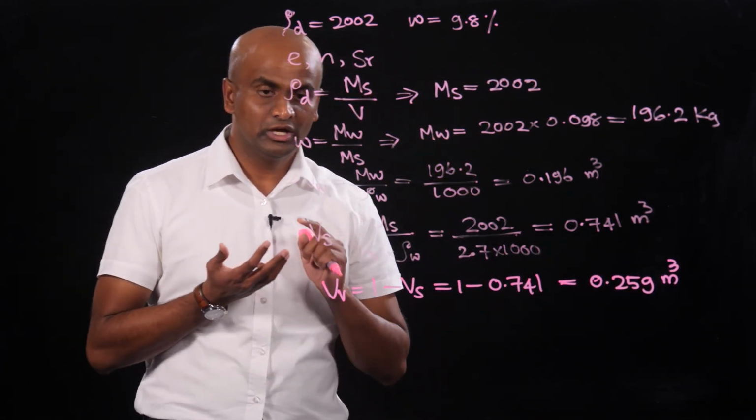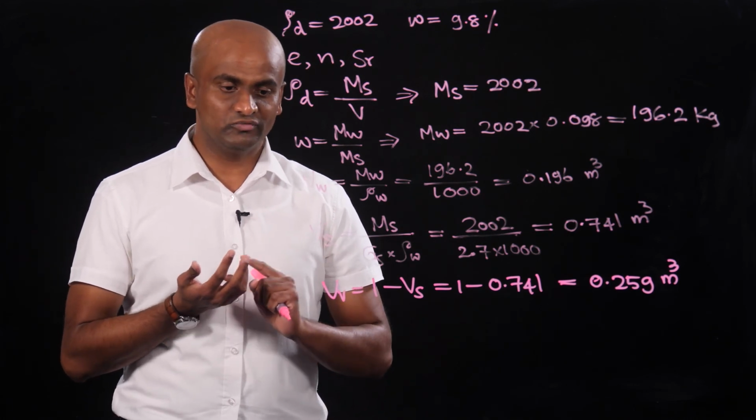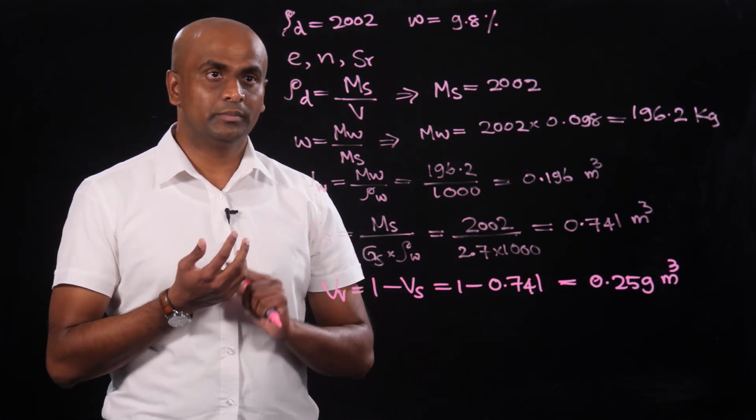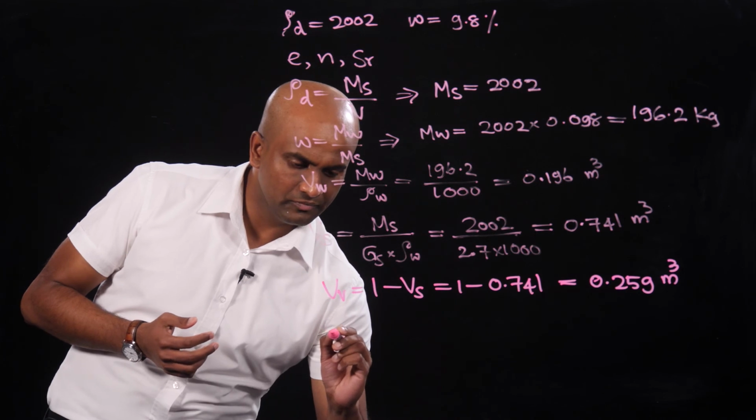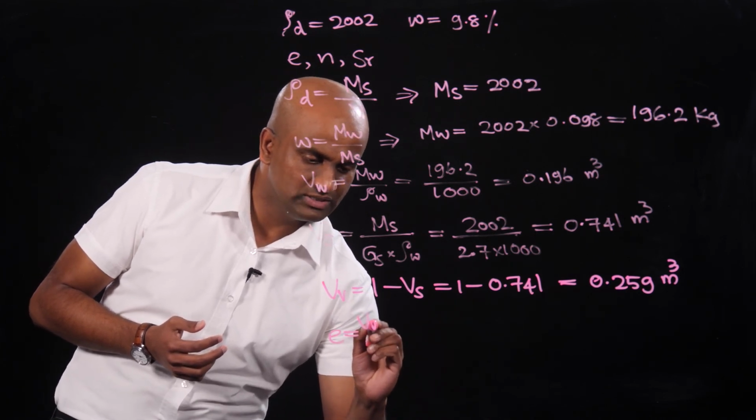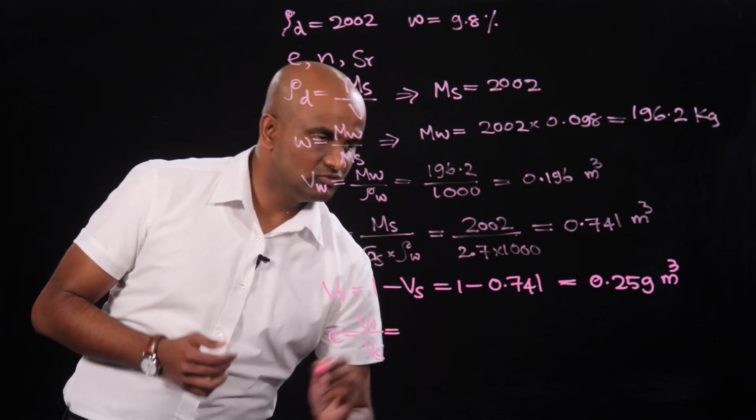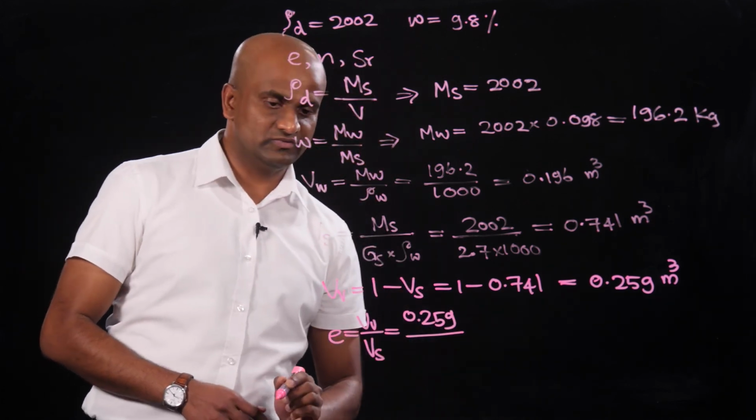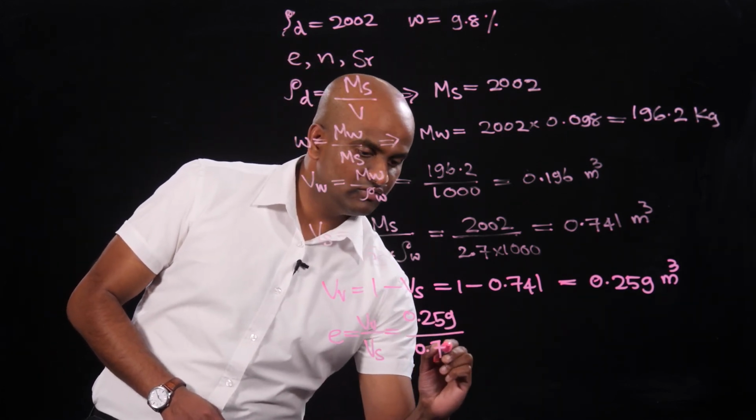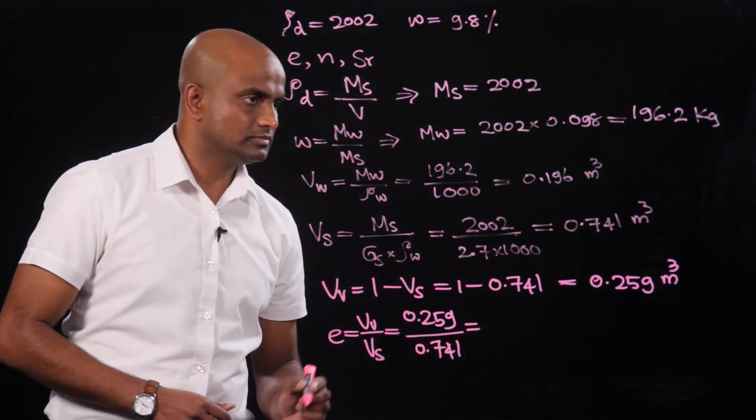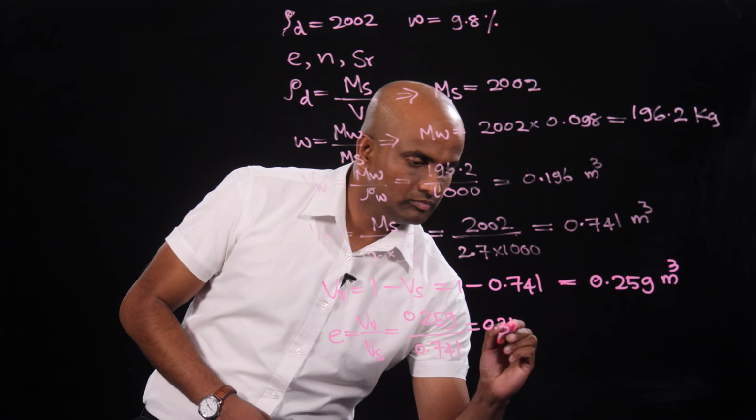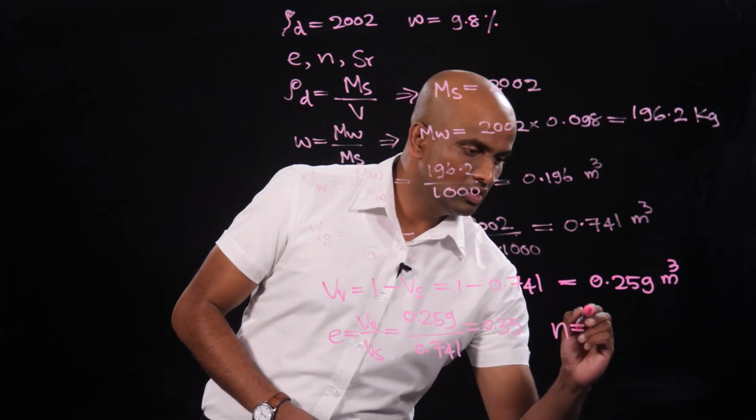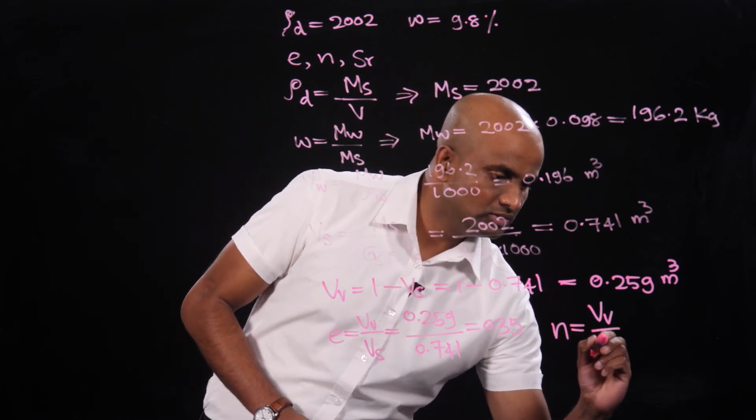Now we have determined the volume of voids, volume of solids and volume of water. From this we can actually calculate all these required parameters. First we go to void ratio, which is equal to volume of voids divided by volume of solid. So the volume of voids is 0.259 divided by volume of solid 0.741. That will be 0.35.